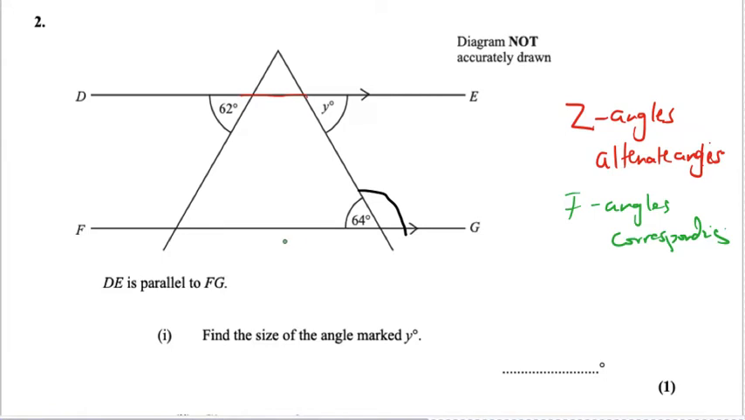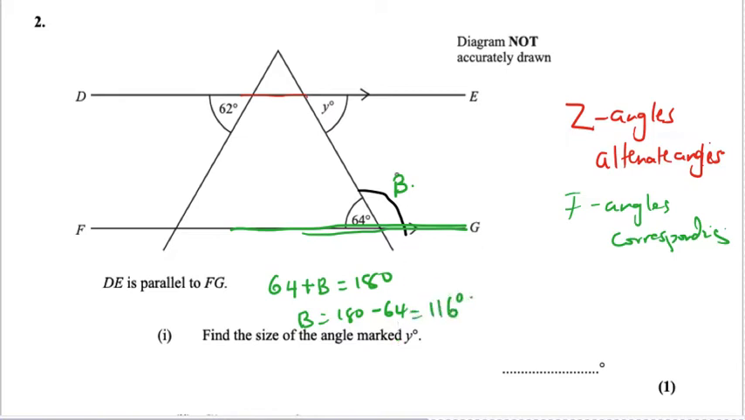You realize that this is a straight line. Alright, this is a straight line, and any angles on a straight line are supplementary. So if we name this angle B, we can say 64 plus B is 180. So B is 180 minus 64. Okay, so 180 minus 64, we can get 116.